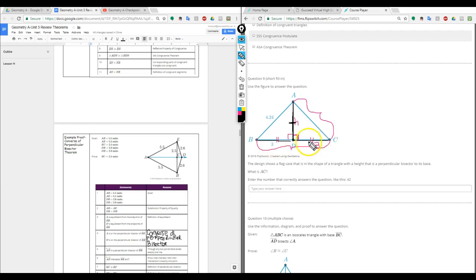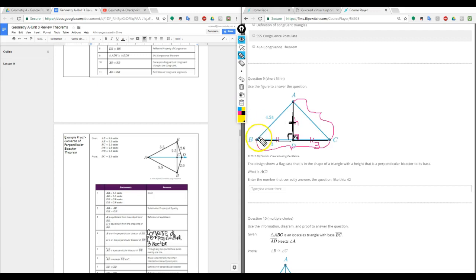So 3 and 3. The angle that's corresponding is our 90, the CDA right here is corresponding to BDA right here. So we have a side and an angle, and then the following side is AD, and it's the same side in both of the triangles. So we have side angle side congruence. That means corresponding parts are going to be congruent to themselves.